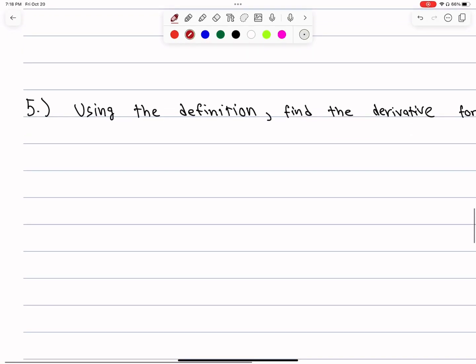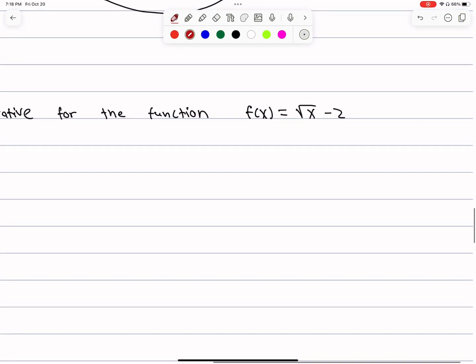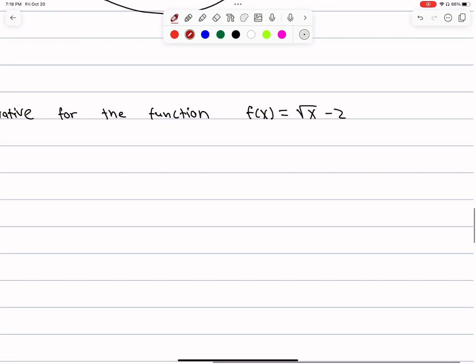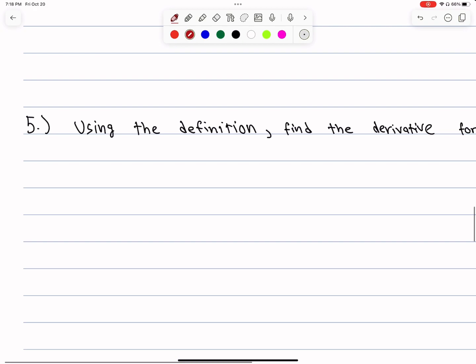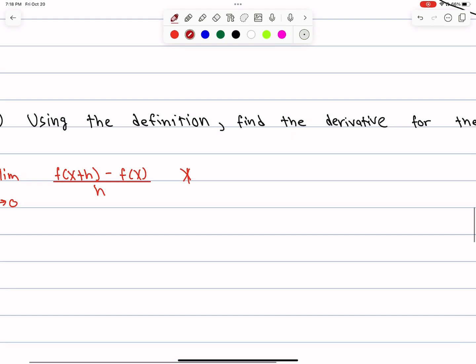Alright, so for the final question, we have, using the definition, find the derivative for the function f of x is equal to the square root of x minus 2. So, using the definition of the derivative, we need to use this formula right here. That is basically the definition of a derivative.